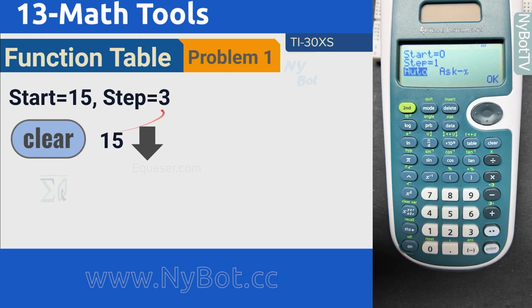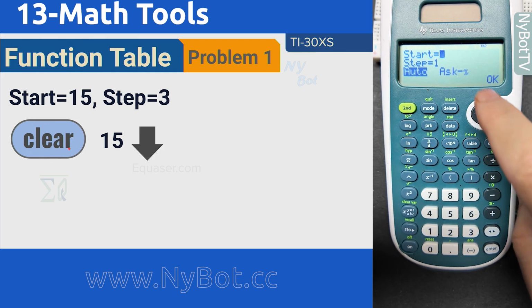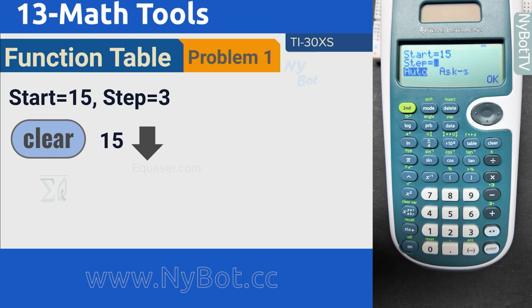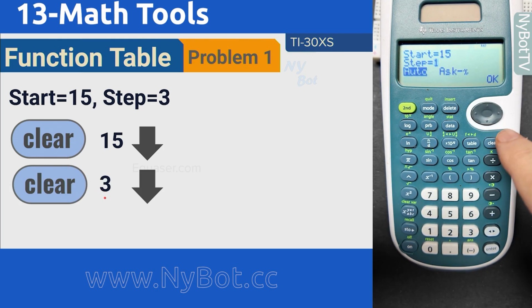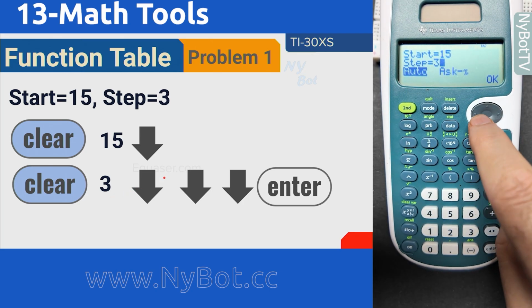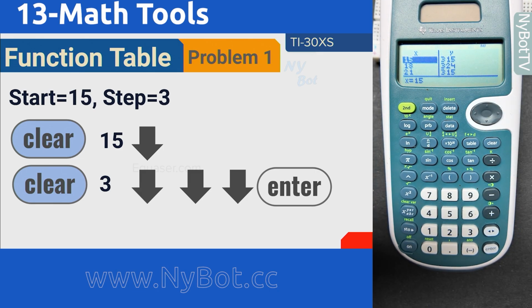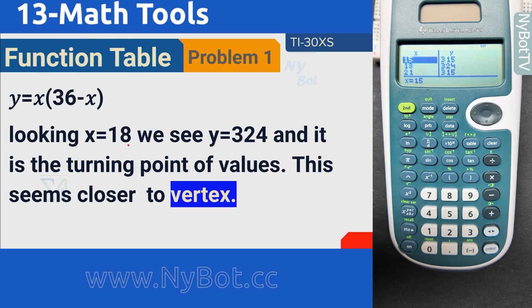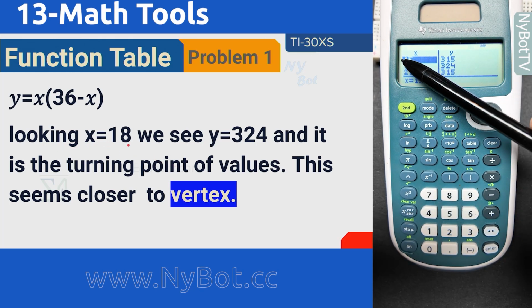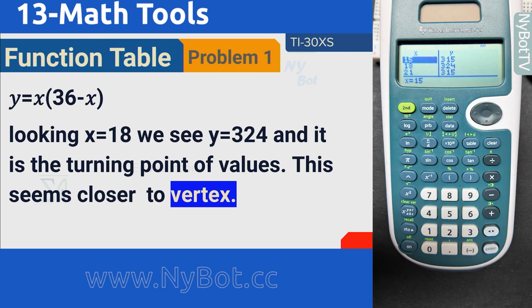Once you're done, for the start, if there is a number, press clear, enter 15 and then go down. And if there is a number, clear, press 3 and then go down twice. Auto, we don't select ask x, and down, click OK. Now the values have been evaluated with that formula. X is 15, y is this much, and at x equal 18, we see that y is 324, and it is the turning point of the values.